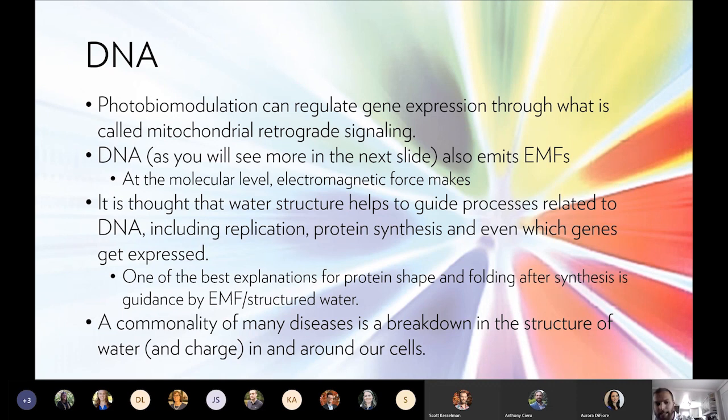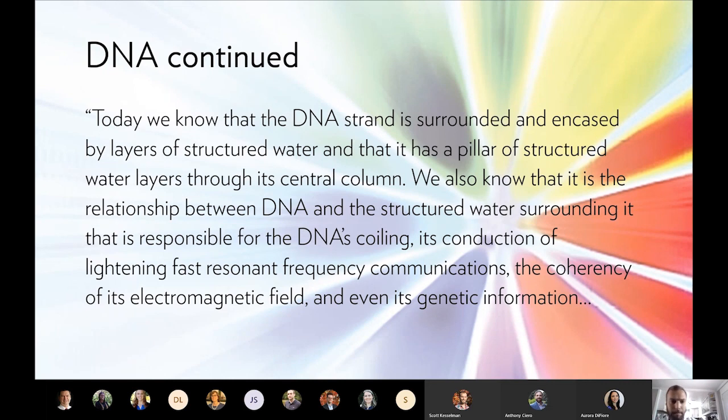A commonality in many diseases is a breakdown of the structure of water and charge around our cells. So in all of cancer, there's a breakdown in those cells of the structure of the water and subsequently the charge of those cells.